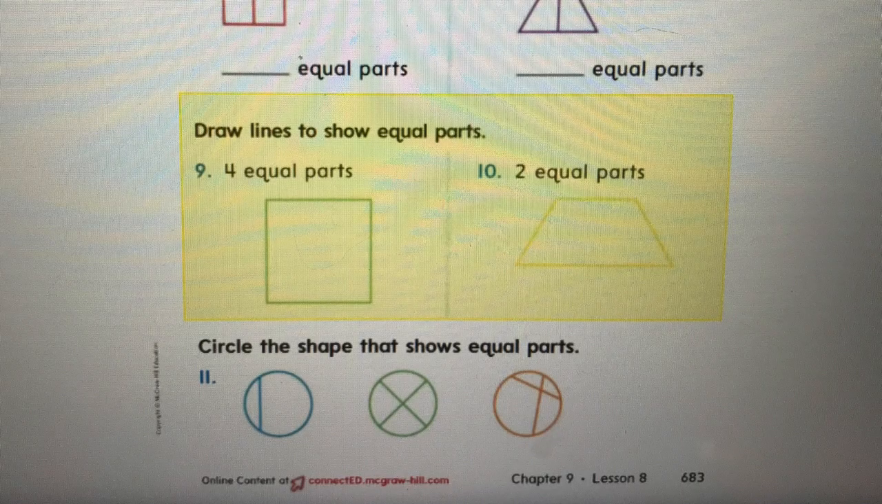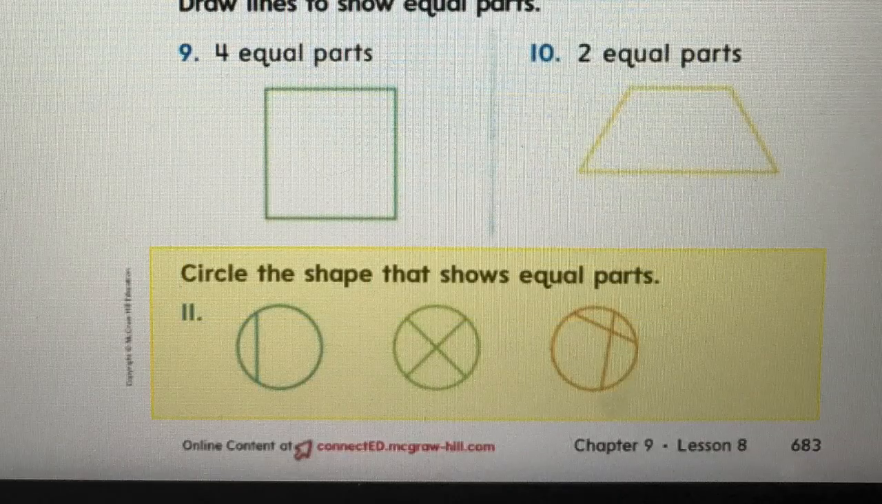Problem 9, it says draw lines to show equal parts. So for the square, draw 4 equal parts. For problem 10, for the trapezoid, draw 2 equal parts. Circle the shape that shows equal parts. Look at all these circles. Which circle correctly shows equal parts? Go ahead and circle your answer.